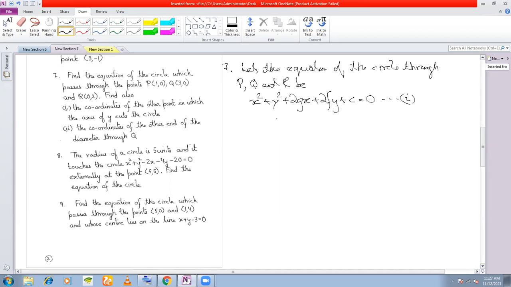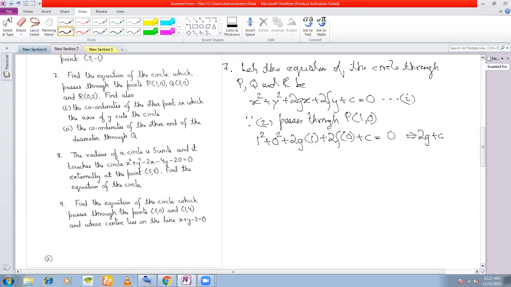Now you have 3 coordinates given. So since 1 passes through P(1, 0), it must satisfy the equation. So you put x is equal to 1 and y is equal to 0 in 1. So therefore 1 square plus 0 square plus 2g into 1 plus 2f into 0 plus c is equal to 0. So you get here 2g plus c is equal to minus 1. Call this number 2.